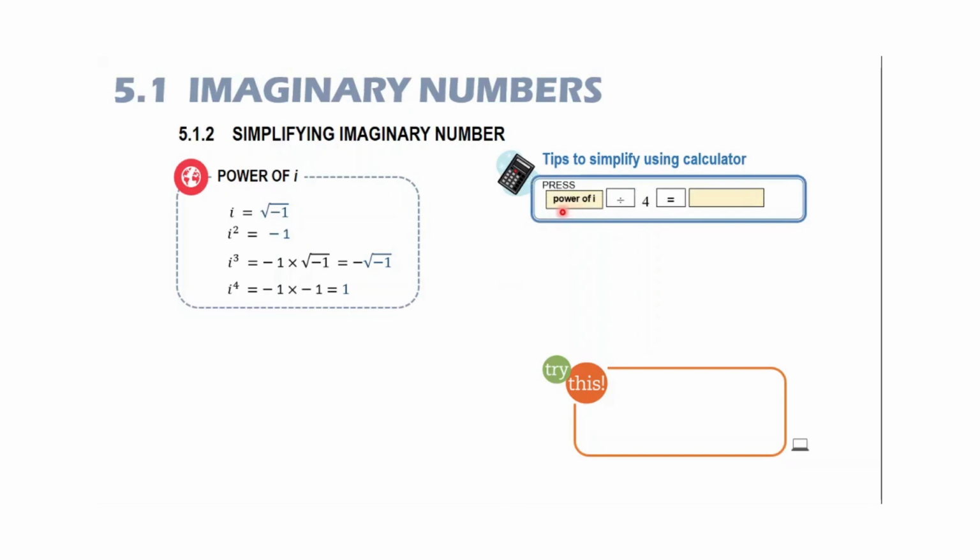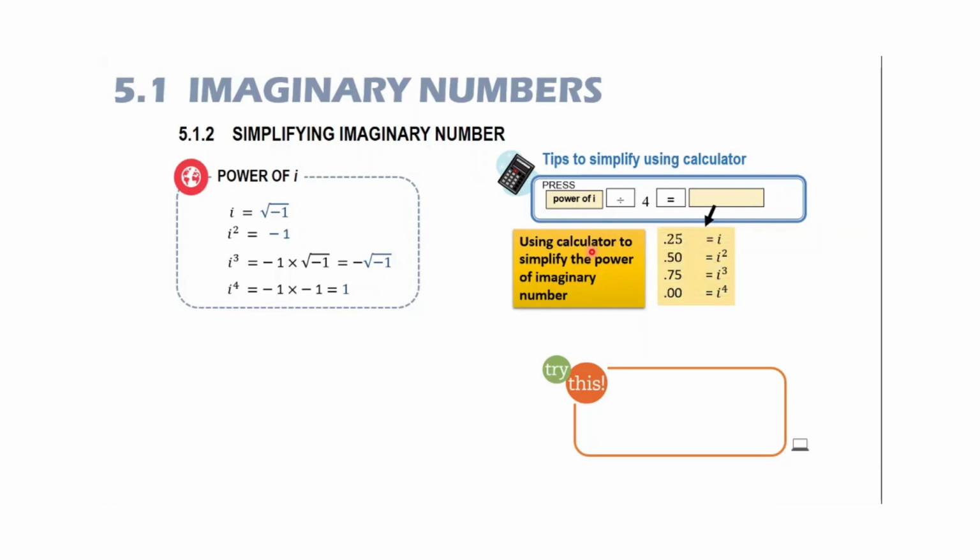First, you have to press power of i, divide by 4 and you get the answer. So power of i ni kita nak gunakan using calculator to simplify the power of imaginary number. Power ni kita letak dekat sini, dan bila kita dapat jawapan tu akan dapat 4 kemungkinan jawapan. Sama ada 0.25, 0.5, 0.75, 0.00. Yang depan ni depends pada number lah.